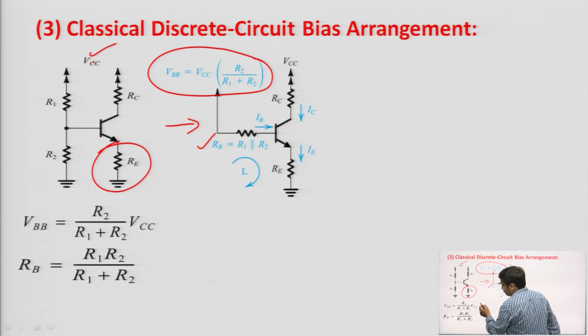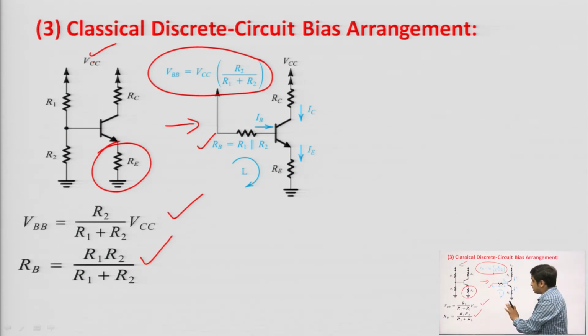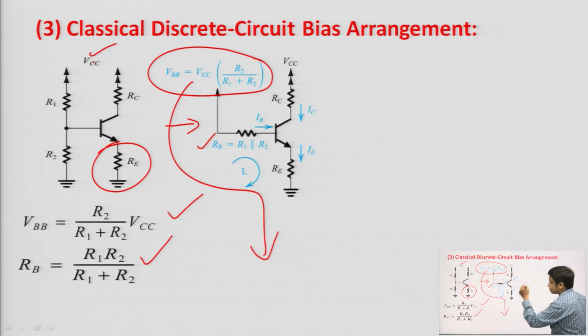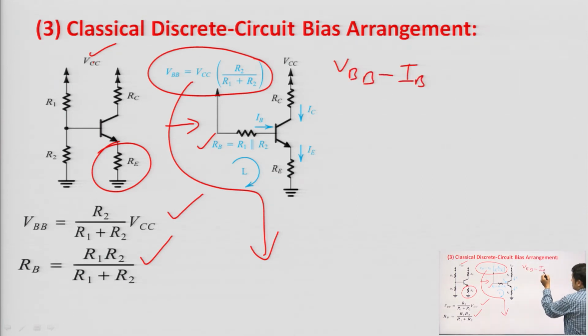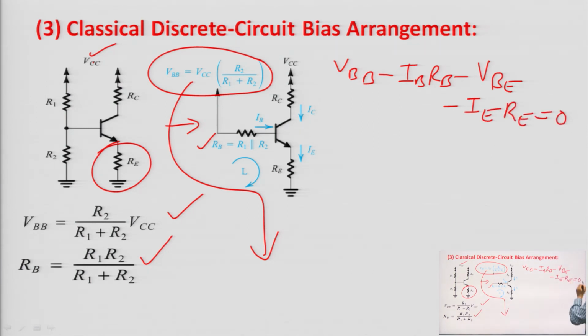Now see what is the value of VBB with the help of the voltage division rule: R2 upon R1 plus R2 into VCC. And what is RB? RB is the parallel equivalent of R1 and R2 with the help of the Thevenin equivalent, fine. Now here again we can apply Kirchhoff's voltage law, KVL, in this particular loop. What will be the value? It is VBB minus IB RB minus VBE minus IE RE is equal to 0, fine.